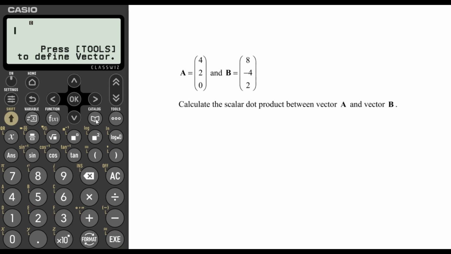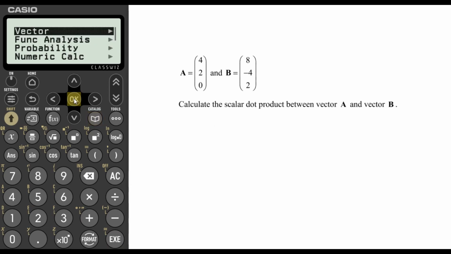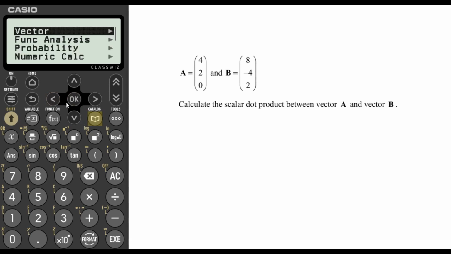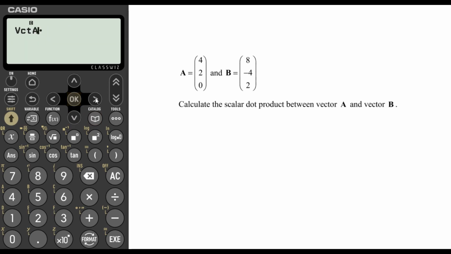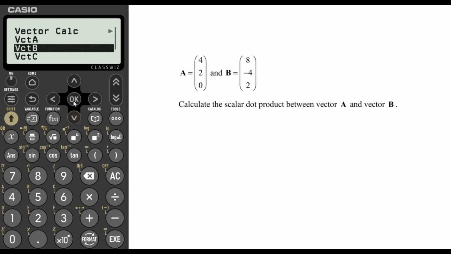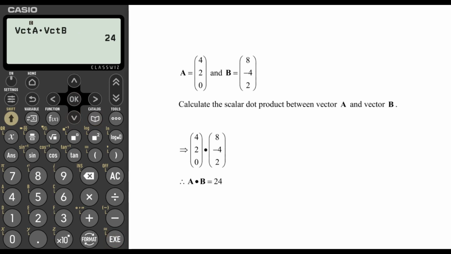We want the scalar dot product, so if we go to catalog, then vector, vector calc, we want the dot product between vectors A and B. So we have vector A dot with vector B, and it turns out we get 24.